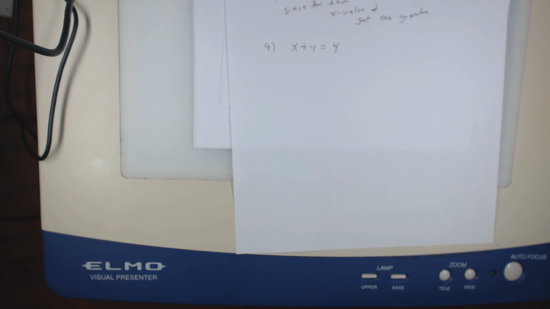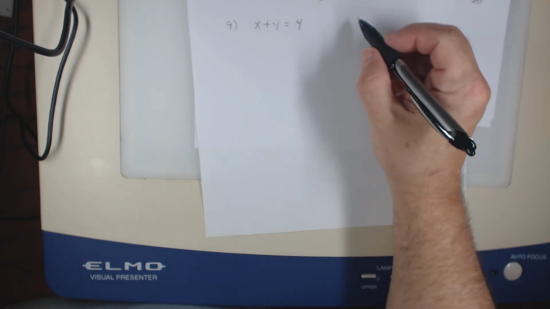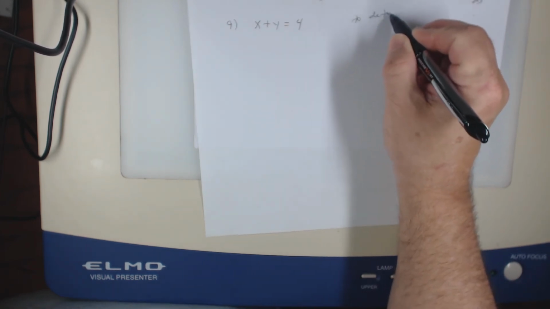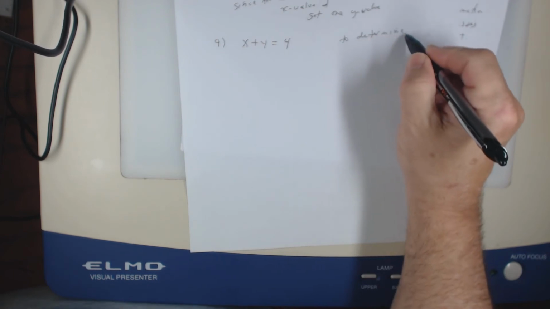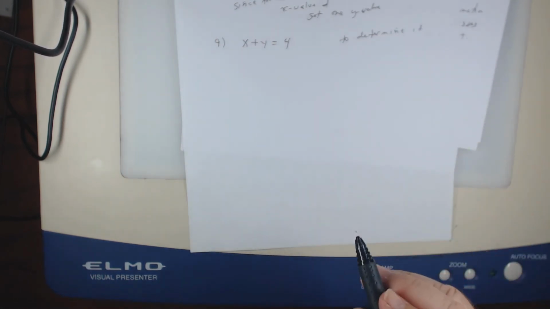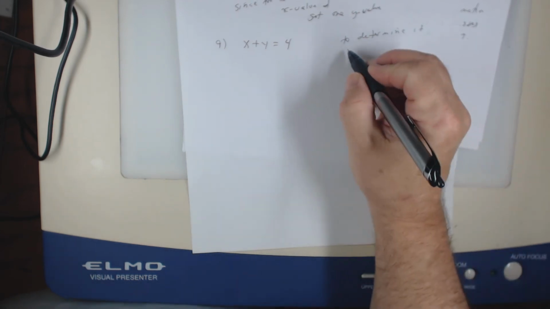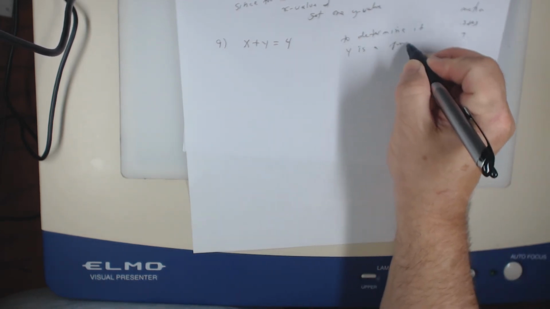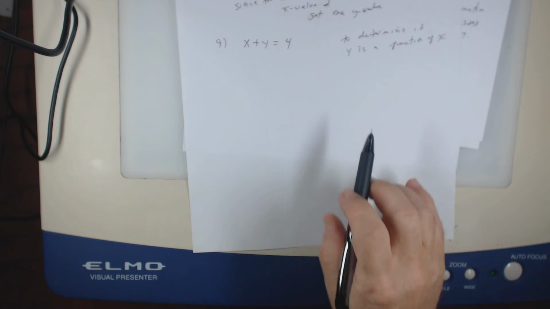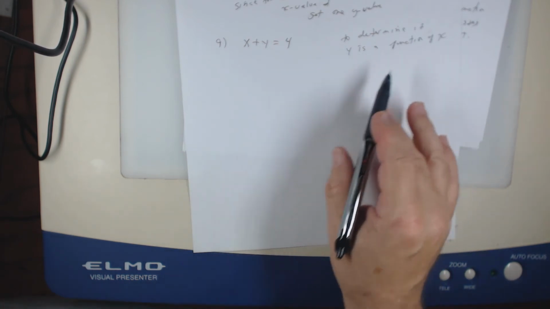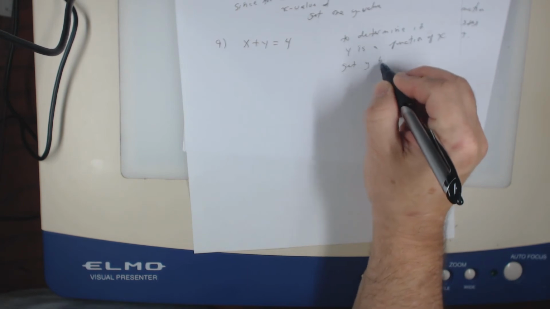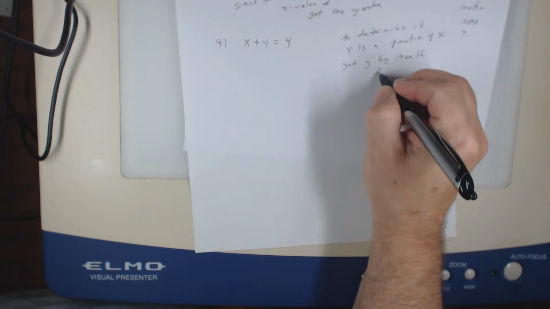So what you want to do with these, if the equation is given, you want to get y by itself. Always get y by itself to determine if this is a function. And sometimes it will say, determine if y is a function of x. So basically you want to get y by itself. And then use a t-table.